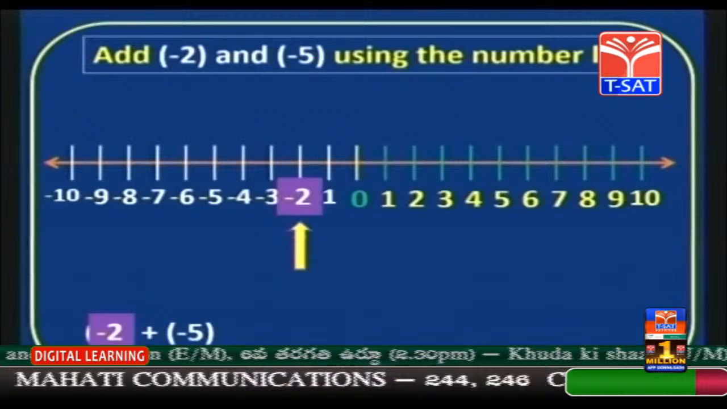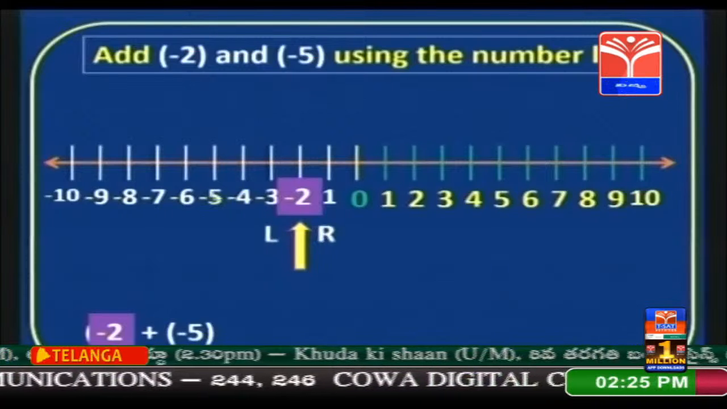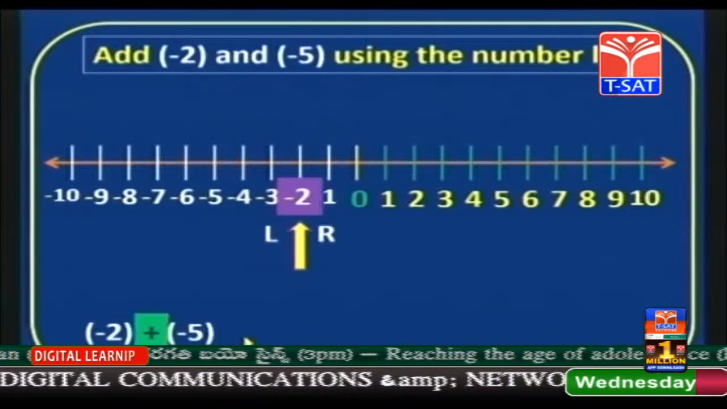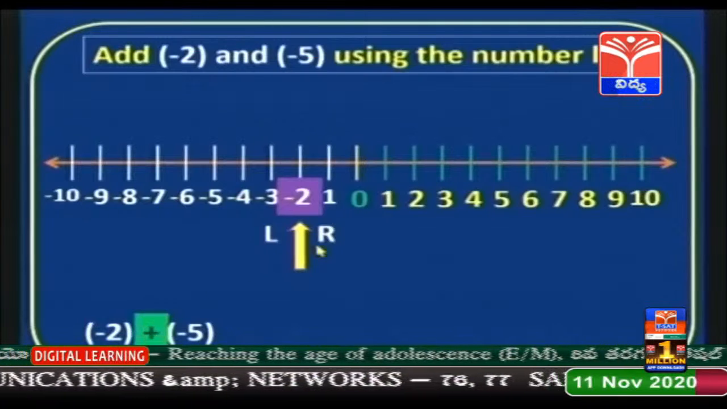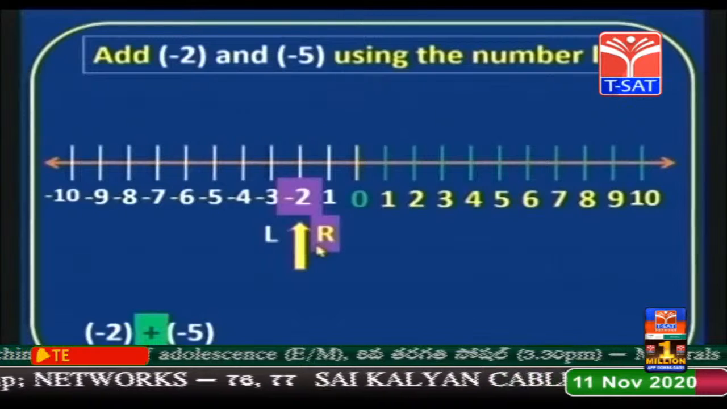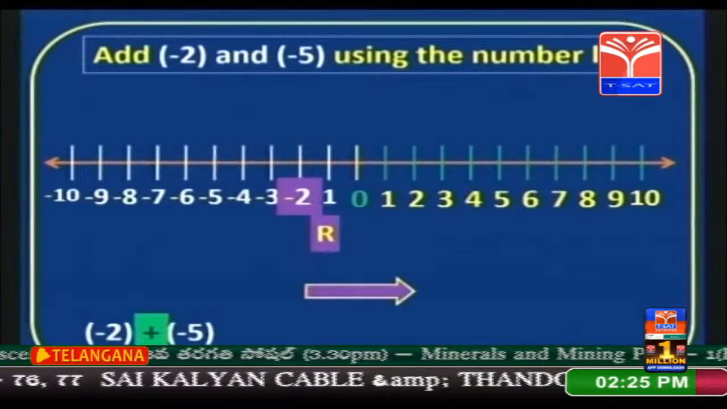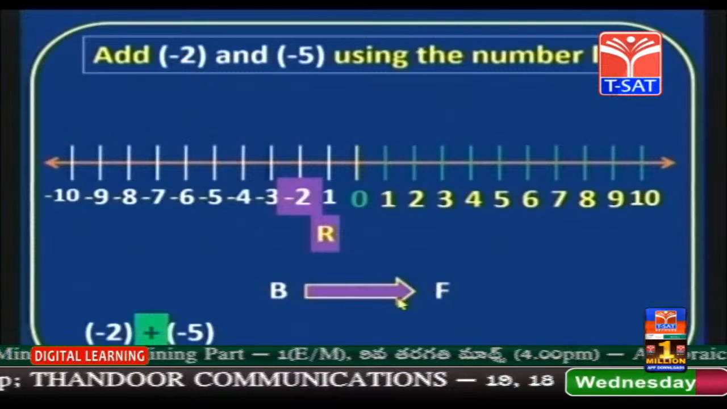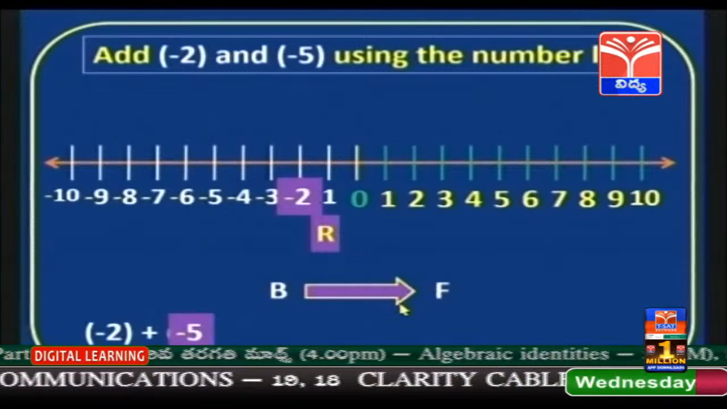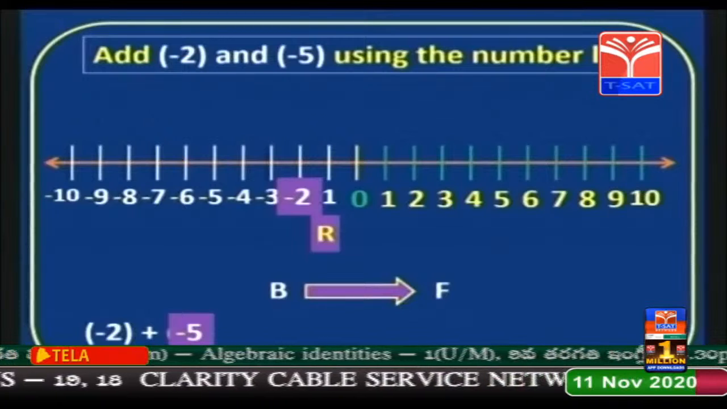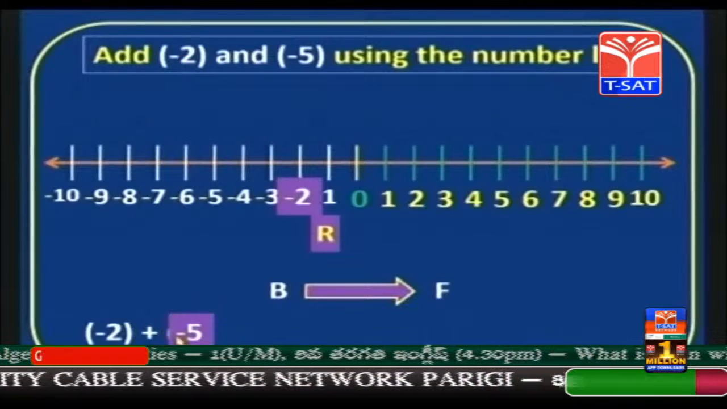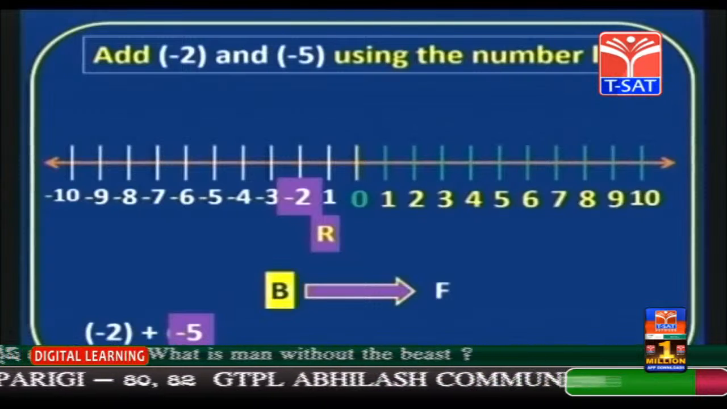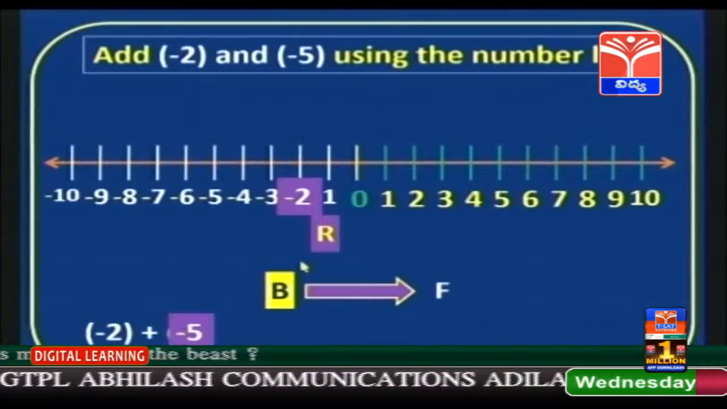Okay, I am taking the arrow mark here, this is the left side, this is the right side. What is the sign between the integers? Yes, it is plus. So we have to turn right. I am turning right now. This is the forward direction, this is the backward direction for this arrow mark. What is the second integer? Minus 5. Here try to understand children, the second integer is minus 5. So as it is negative, we have to move backward.